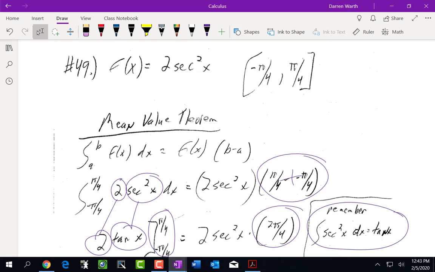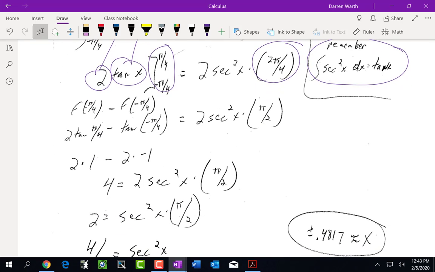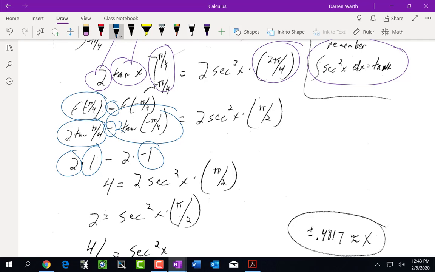Now I can evaluate my equation. Substituting in, that's 2 tangent of pi over 4, minus 2 tangent of negative pi over 4. The tangent of pi over 4 is 1, and the tangent of negative pi over 4 is negative 1. That leaves me with 2 minus 2 times negative 1, which makes it positive, so that becomes 4. Now I've got 4 equals 2 secant squared of c times pi over 2.